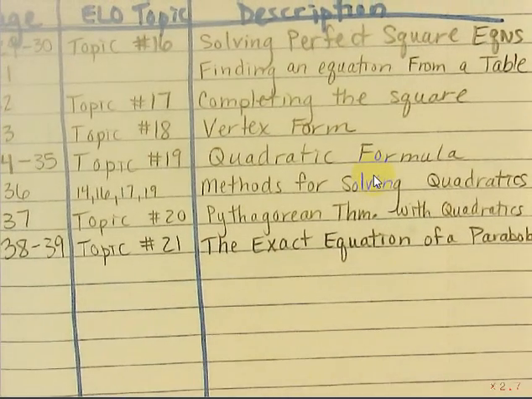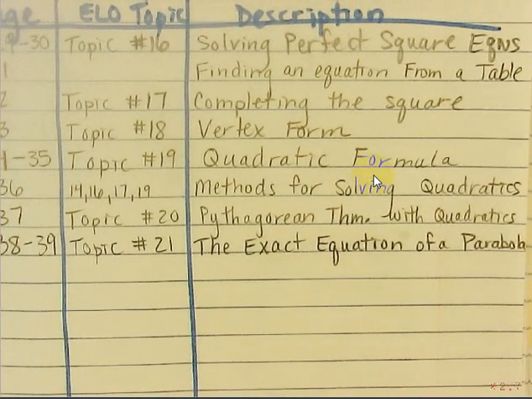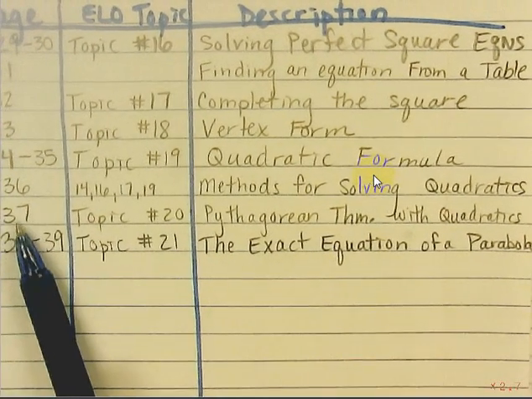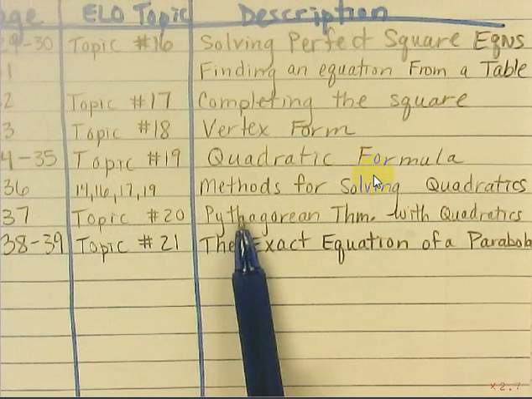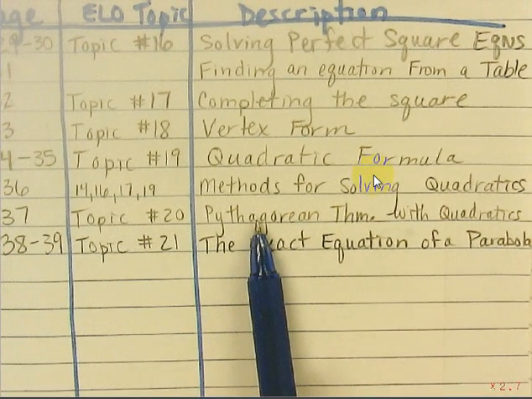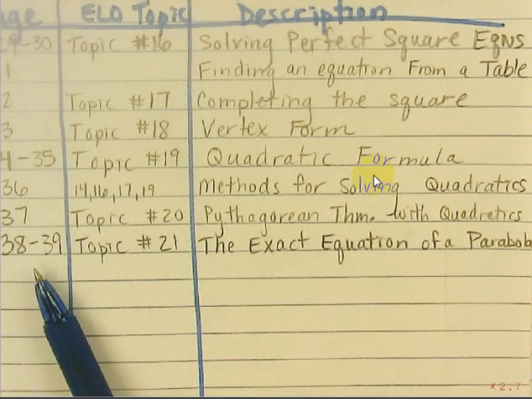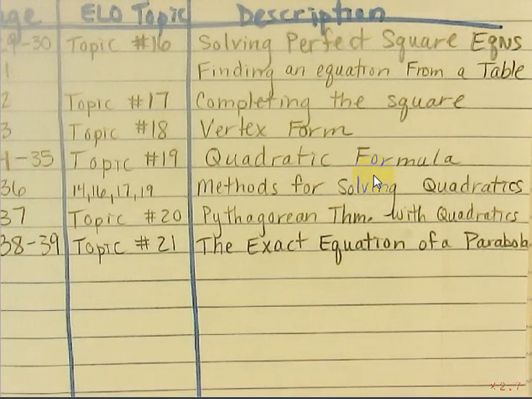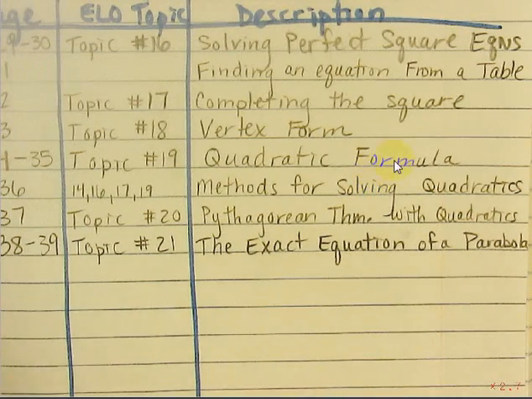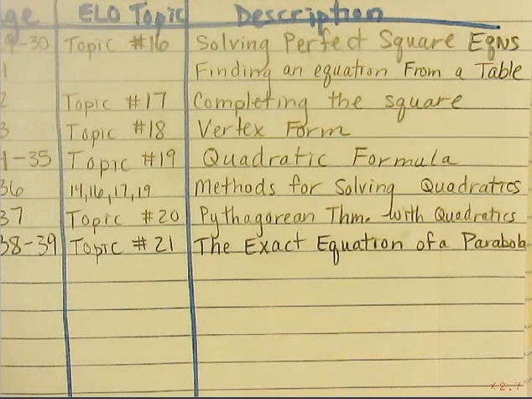Hi guys, hopefully you have your notebooks out. Please open up to your table of contents and write down topic 20. Should be on page 37. Pythagorean theorem with quadratics. And pages 38, 39, topics number 21, the exact equation of a parabola. Go ahead and pause the video so you guys have time to write that down.